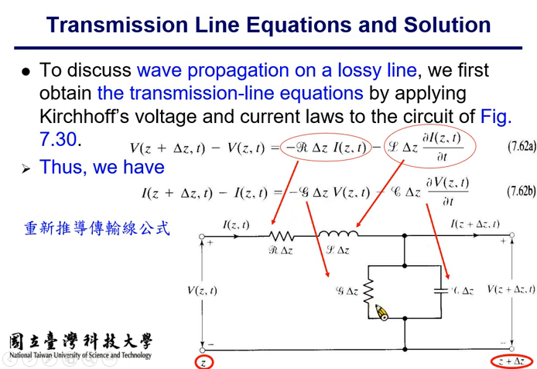So the conductor current can be written as minus G times delta Z times the voltage difference across the conductor, and for the capacitor, the current flowing through the capacitor will be the product of C times delta Z times the time derivative of V, del V over del T. Okay, so you simply add the two modification terms R and G into the original transmission line equations.